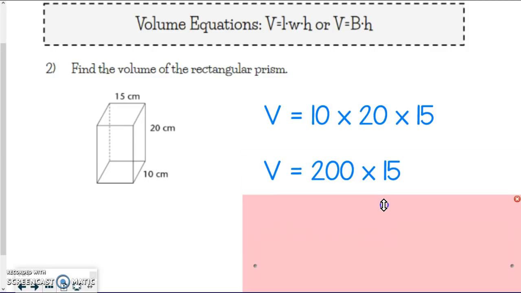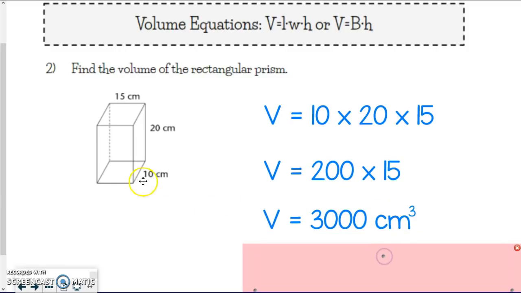We get 200. And then again, I'm rewriting it so I don't forget that I also need to do that 15. So again, if you want to do this off to the side, you can, or use some mental math. Think 2 times 15, that's 30. Now I've got to add my 2 zeros at the end. So that becomes 3,000. And my unit is centimeters, and I'm doing cubed because I'm talking volume because I multiplied 3 measurements together. So 3,000 centimeters cubed would be our volume for this rectangular prism.